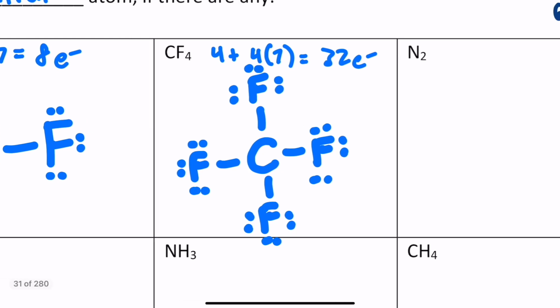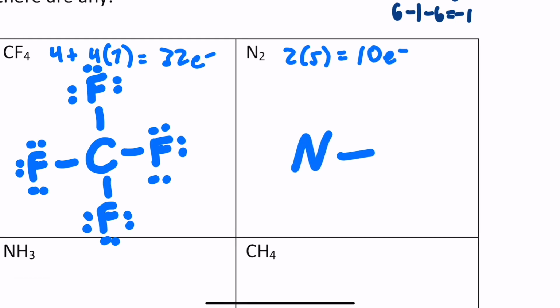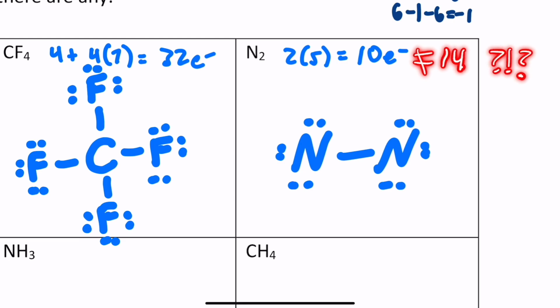When we get to nitrogen, count your valence. That's 2 nitrogens at 5 electrons each. That's 10 electrons. If you start with a nitrogen-nitrogen single bond and then satisfy the octet everywhere, you'll find that you don't have enough electrons to do this. This is 2, 4, 6, 8, 10, 12, 14, which is not equal to 10. So what do we do? You need to share more.